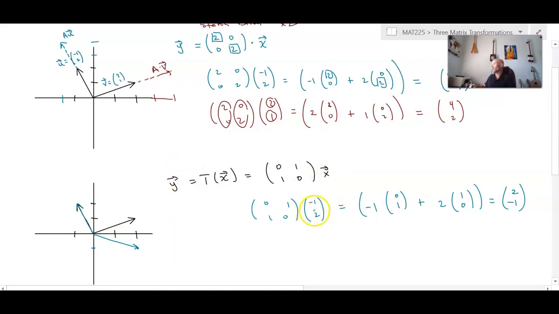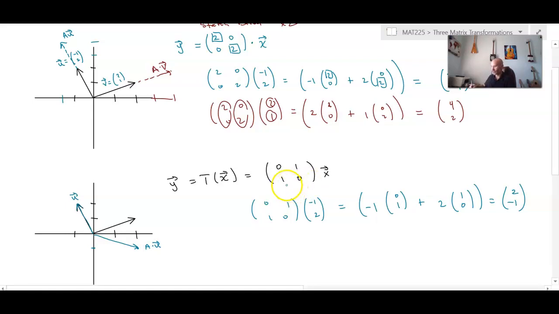It'll still be the same length, because if you sum the squares of the components, you'll get the square root of 5 as the length of each of these two vectors. So here is u, and here is A times u. And I'll come back to what this does in just a moment.